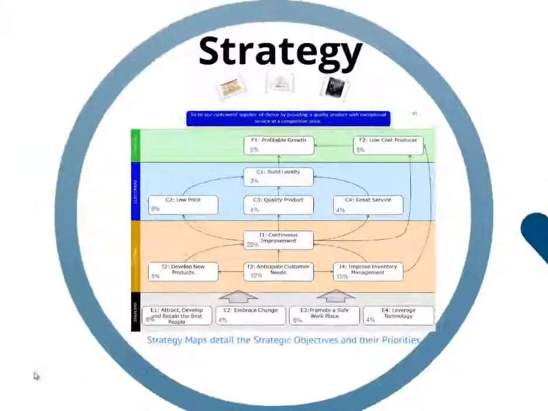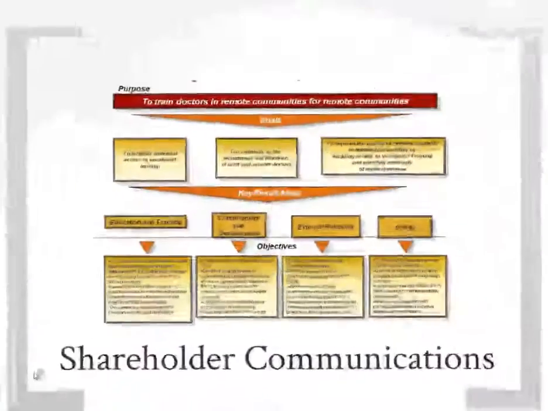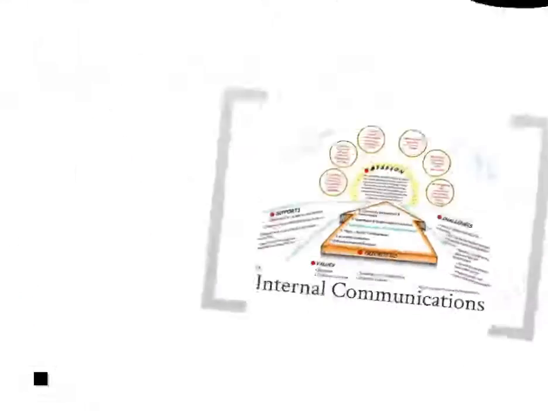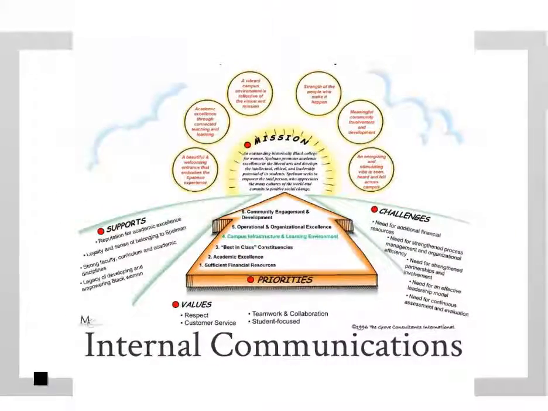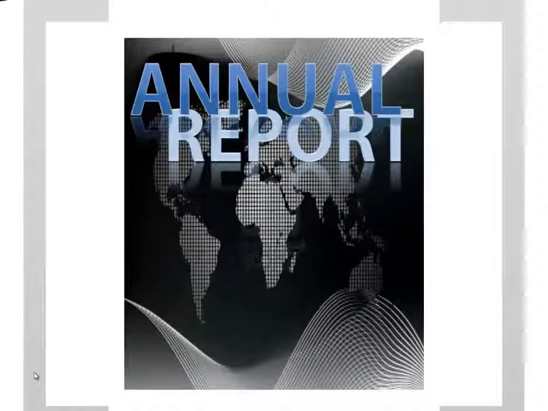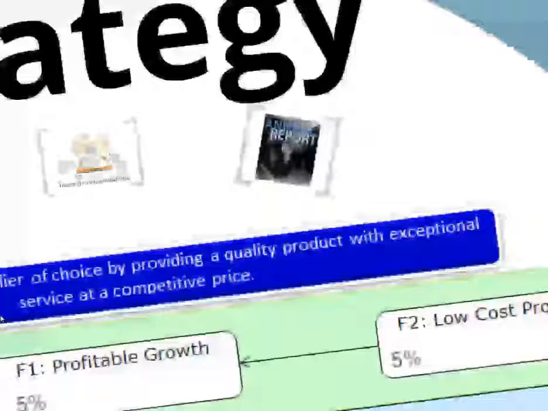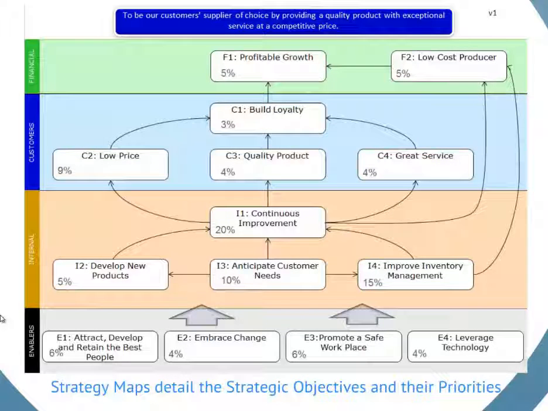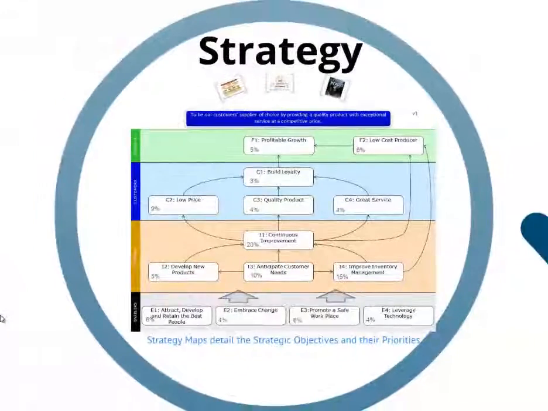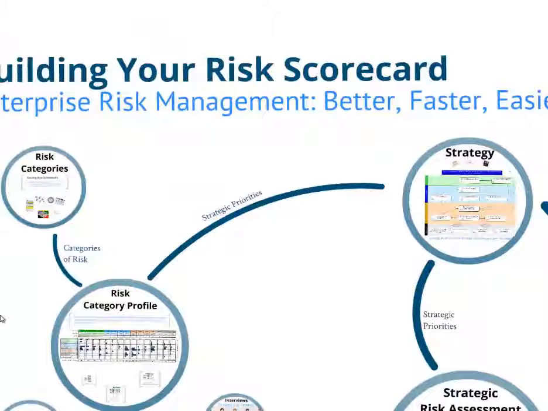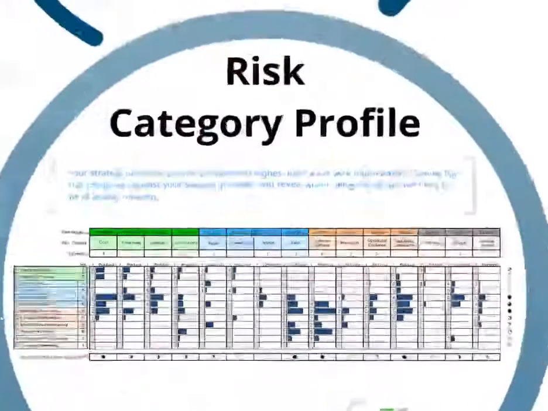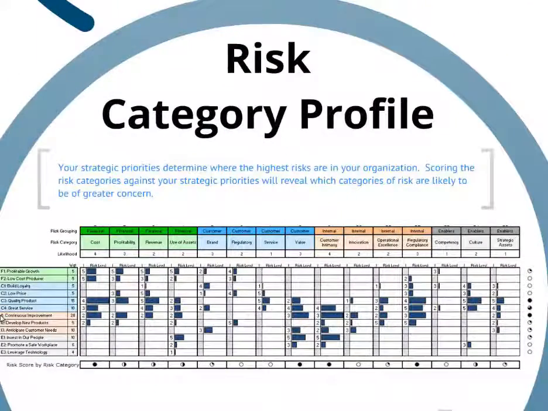So your strategy you might be able to find in things like shareholder communications, maybe internal communications from the leadership team, or even things like your business monthly reports and your annual report. You can use those to create what's called a strategy map, where you identify your key strategic objectives, their relationship to each other, and their relative priority for this year. And if you combine those two things, your strategy and those risk categories, you can begin to create what we call a risk category profile.